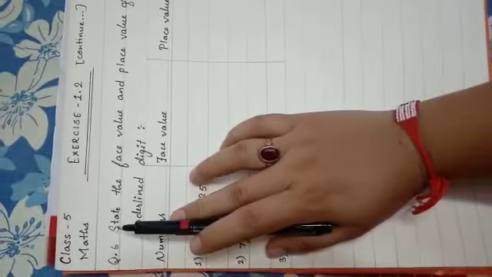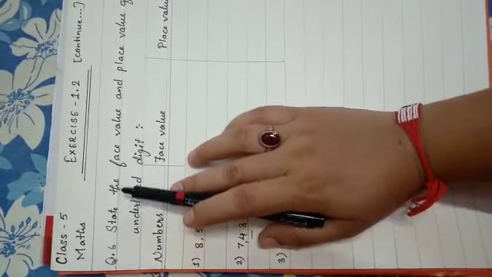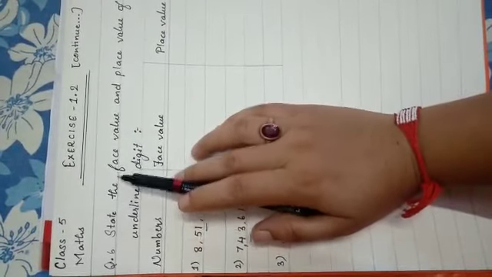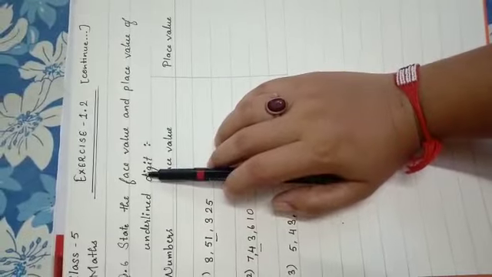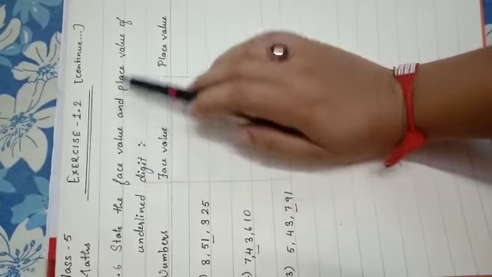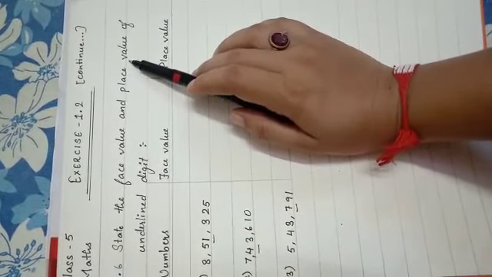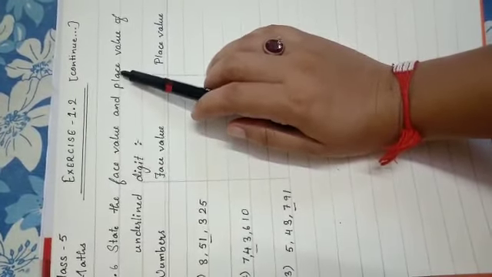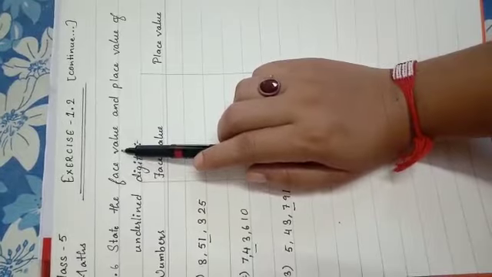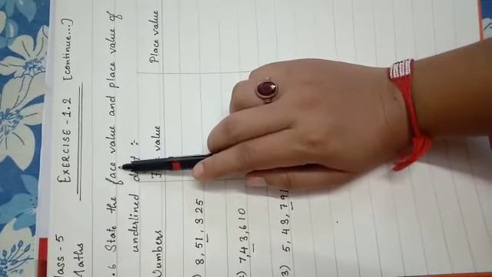Yes, now the sixth, or we can say the last question of this exercise is: state the face value and place value of the underlined digit. Here two more new words are there. Place value, you all know about the place value order and its value. Then face value. Face value is something different for you.